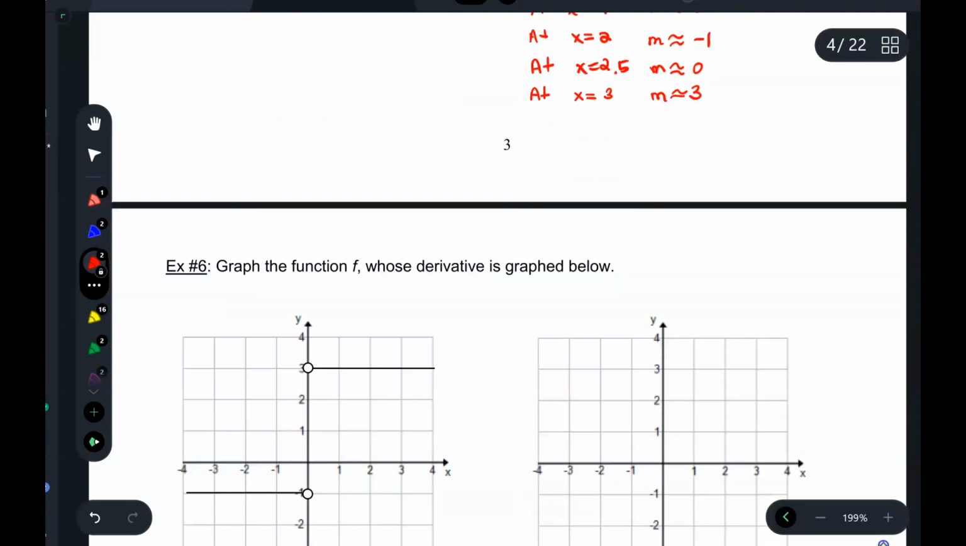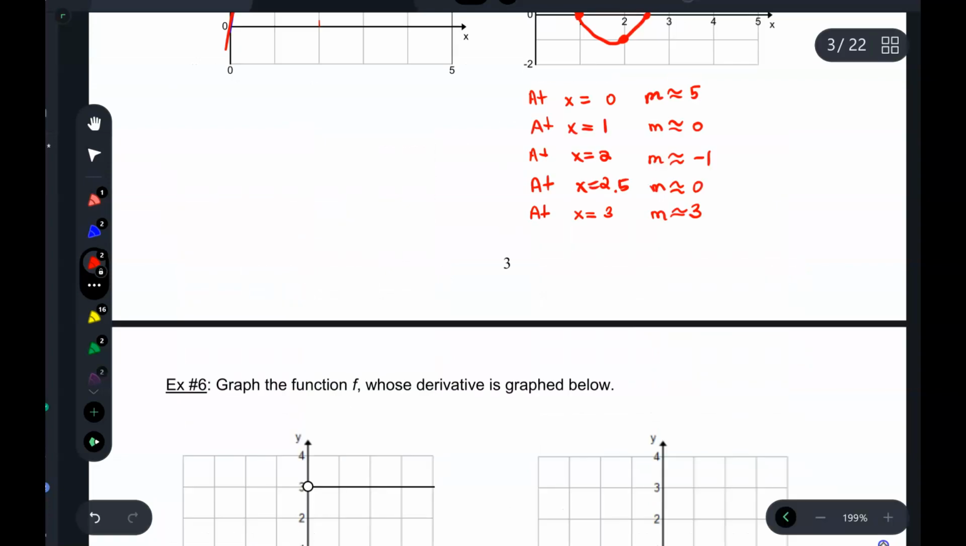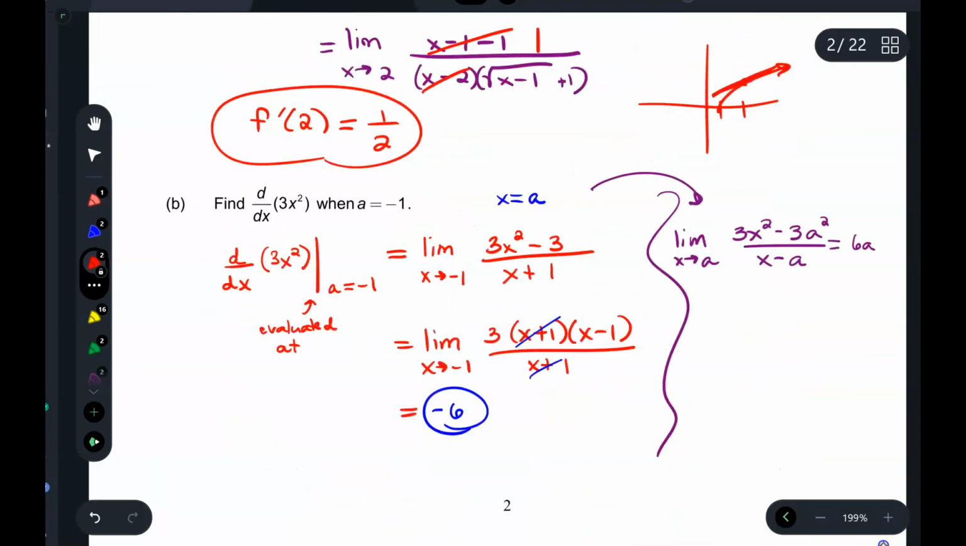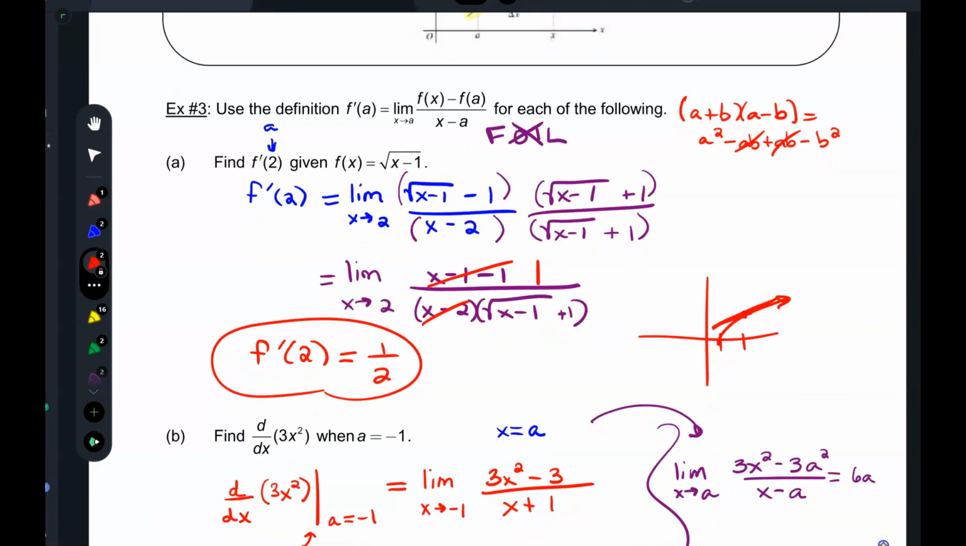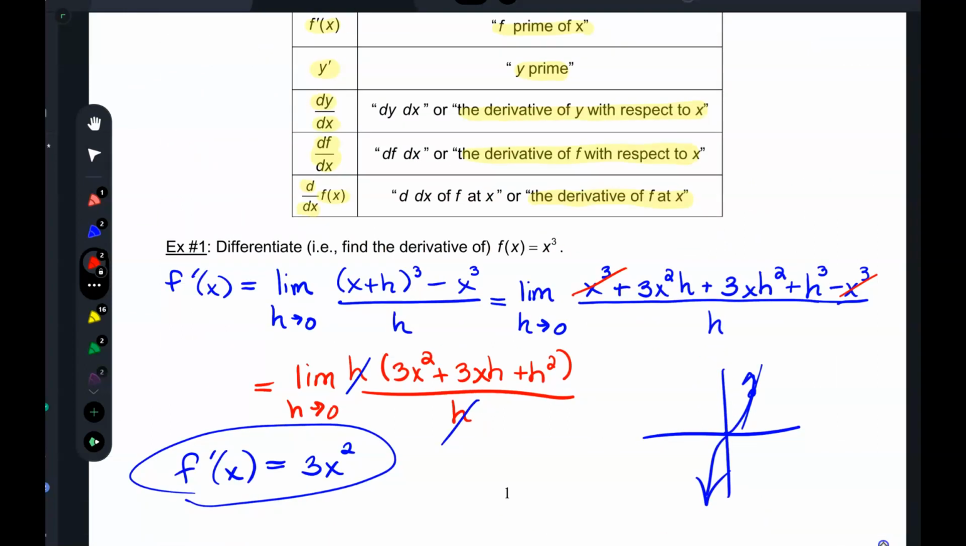Why does it look like that? I'm getting a little ahead, but I will go back to this one real quickly. Not this one, this one. You see x cubed? The derivative is 3x squared.